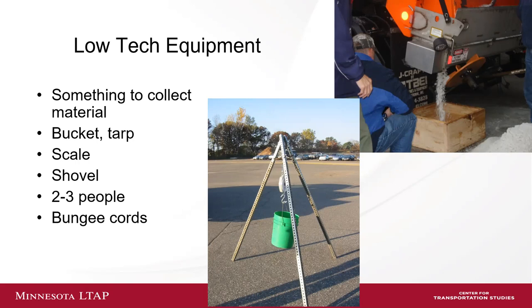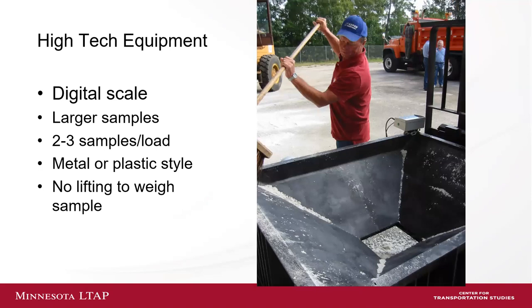There are some high-tech equipment options also, and these digital scales are really slick. And the nice thing is it doesn't require a lot of lifting from employees. So, it saves on the back. You can take larger samples, and the larger the sample, the more accurate your calibration is going to be. You can actually do 2 or 3 samples in one load to load up this whole box. And you can see this is the digital readout of what the weight is. There's a metal style and a plastic one. This is the plastic style. And again, there's no lifting to weigh that sample. It's just all done digitally.